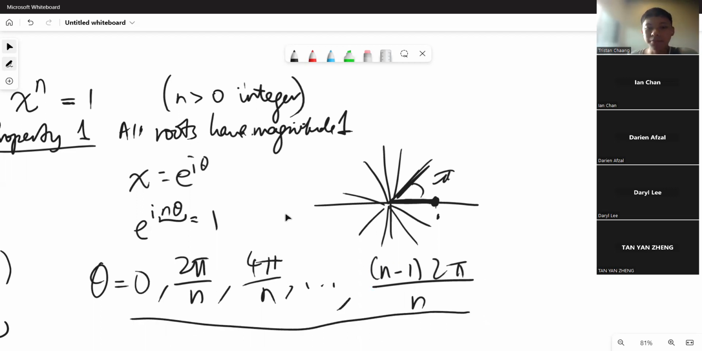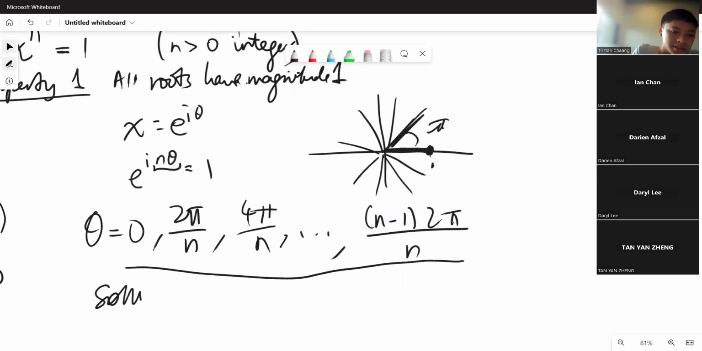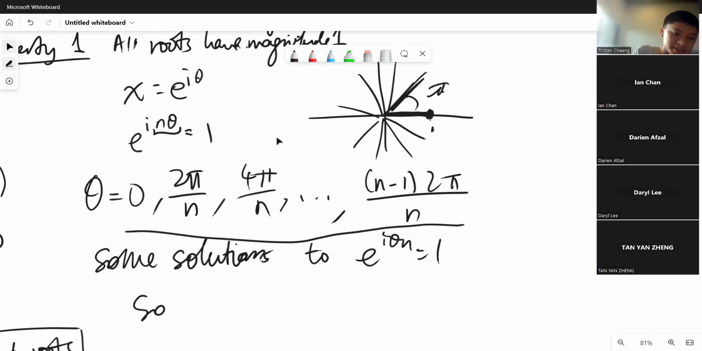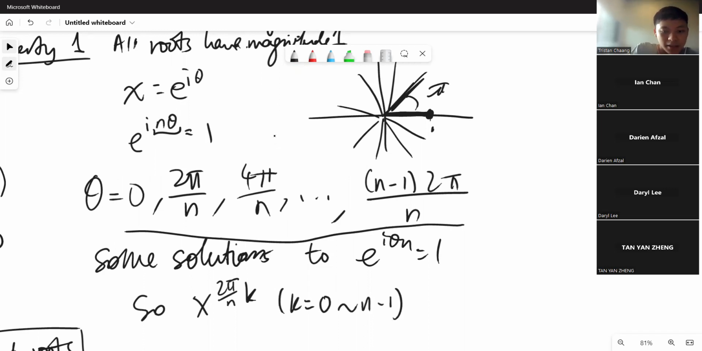So these are some solutions. Some solutions. I haven't agreed that it's all of them yet. To the equation, I mean to the equation e to the i theta n equals 1. So e to the i times 2 pi over n times k, where k is 0 to n minus 1, are some solutions to the equation x to the n equals 1.